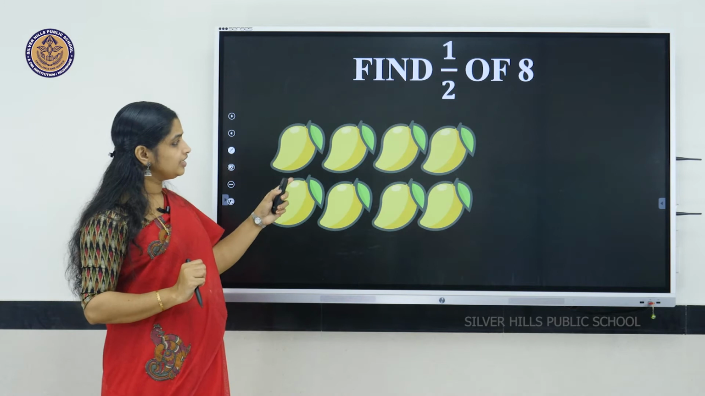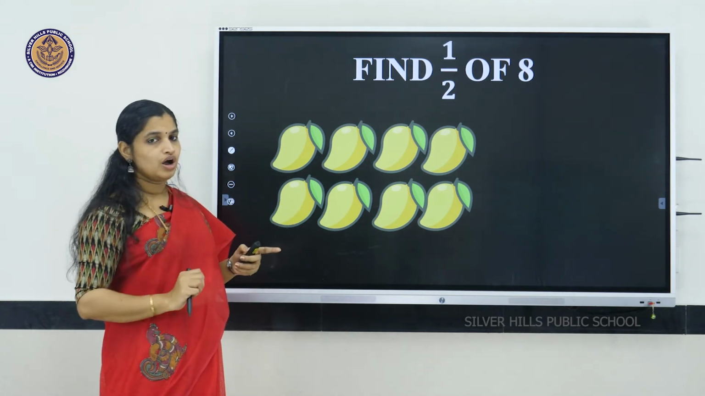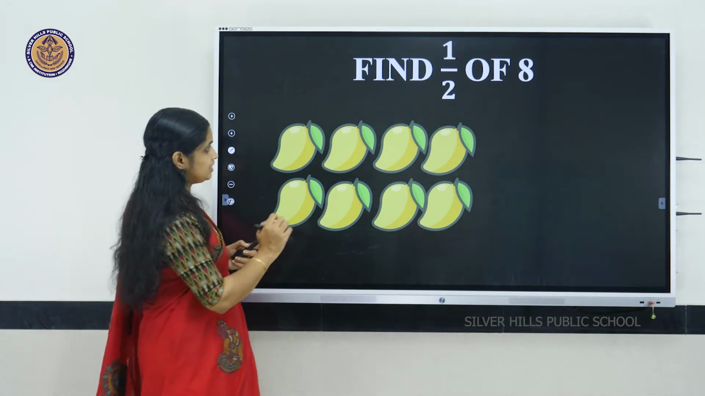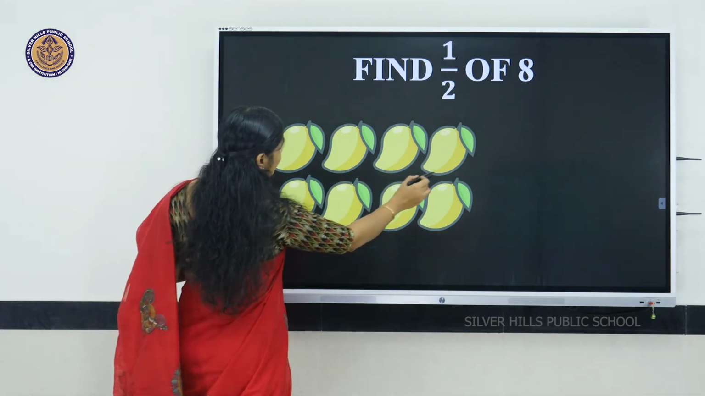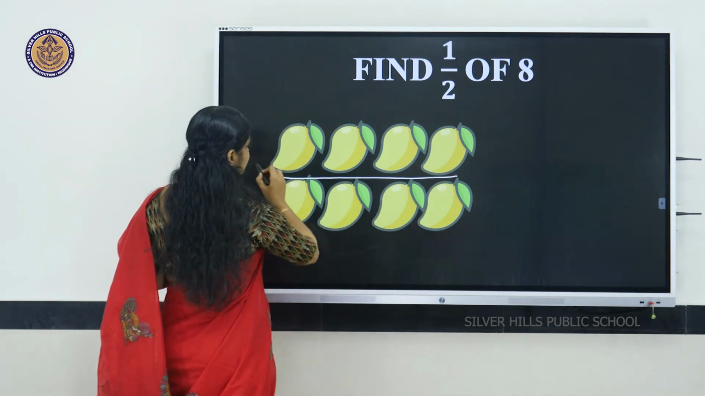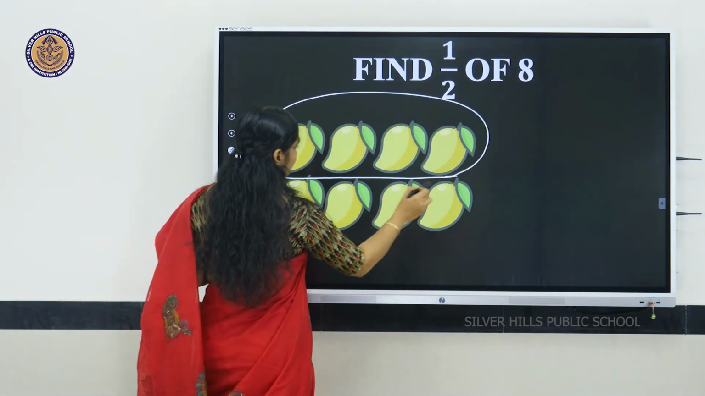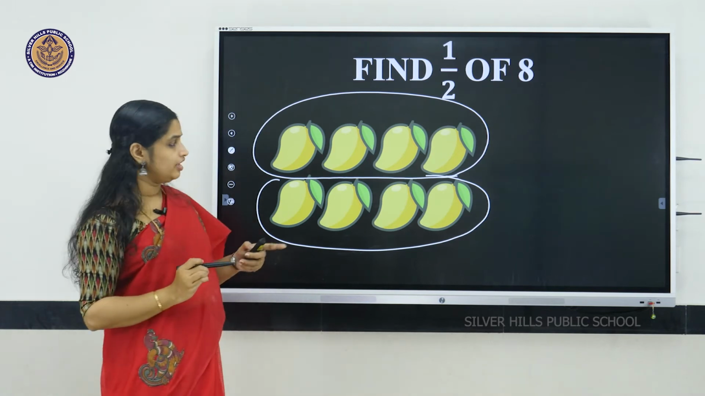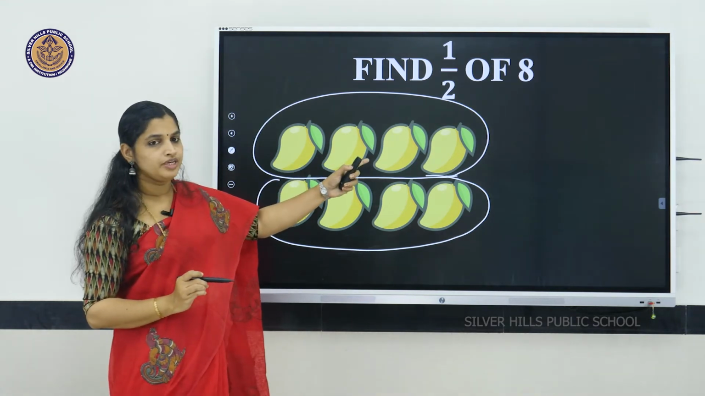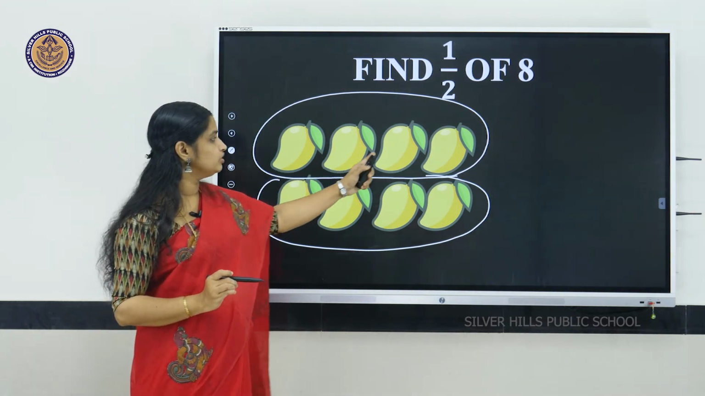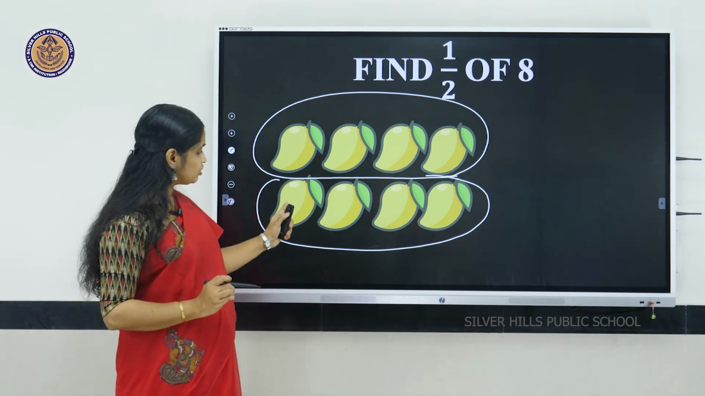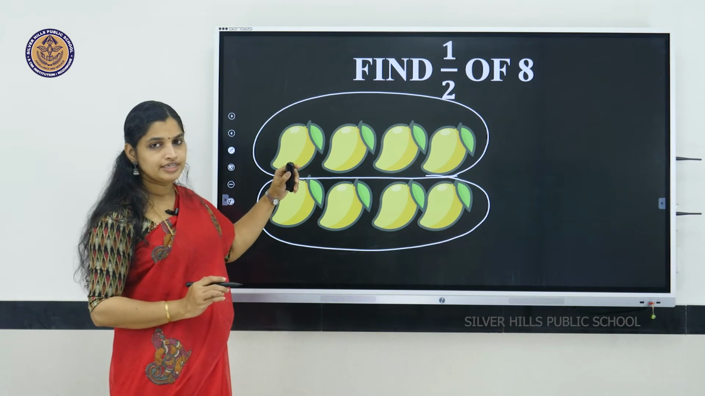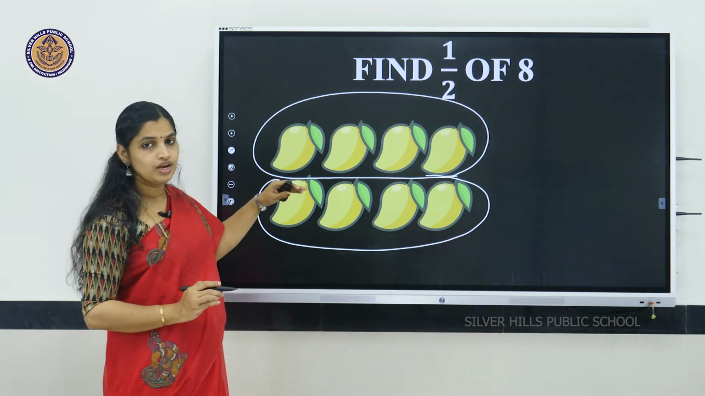So we have to divide these mangoes into 2 equal parts. So I am going to divide this one group, another group. Okay. So in one group how many mangoes are here? 1, 2, 3, 4. Another group, next group, 1, 2, 3, 4. Okay. So I divided these mangoes into 2 equal halves.